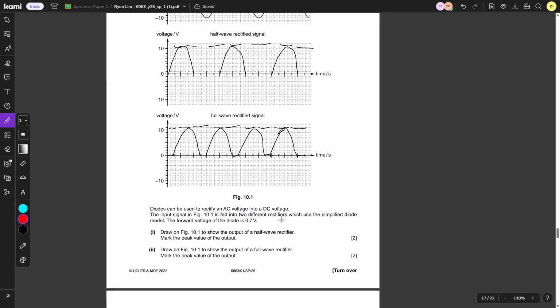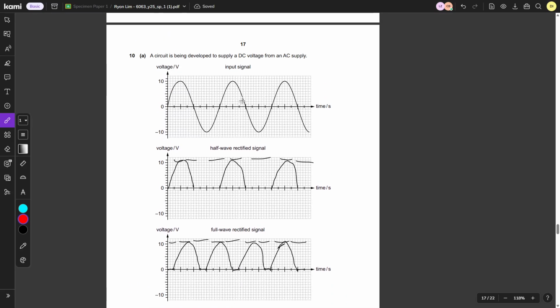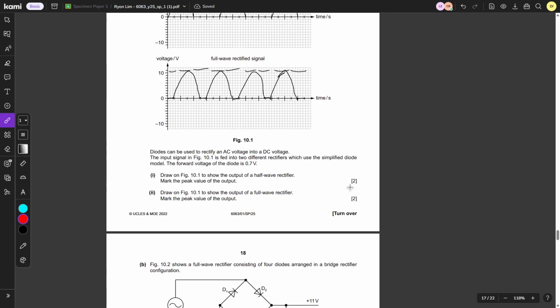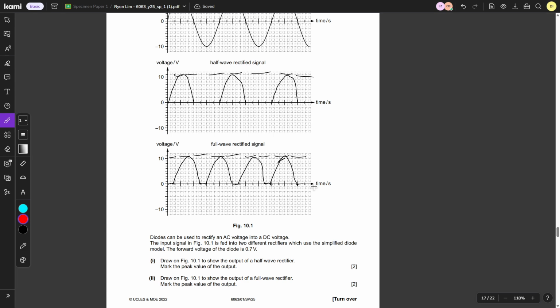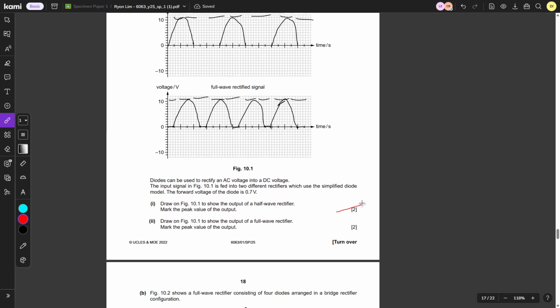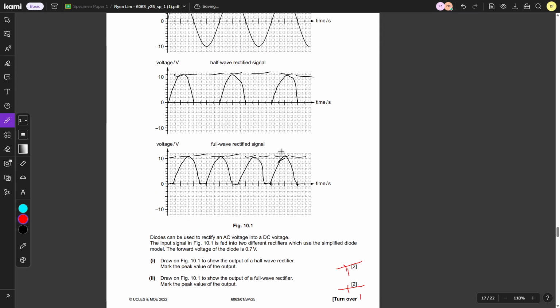Diodes can be used to rectify AC to DC. Input signal fed into, okay, draw on the figure 10.1 to show the output of the half wave rectifier. Mark the peak value of the output. So let's see, how much marks? 2 for each. Okay, you're wrong on both, and you get 1 mark each. The reason why is you did not consider this.